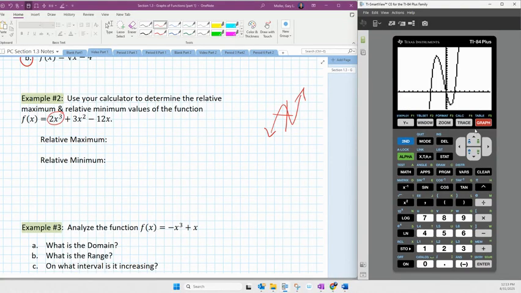Okay. All right. So I can tell that this graph is increasing from negative infinity all the way up until whatever the x value that leads to this high point. And then I can tell that I'm decreasing from this high point to this low point, right? So those x's. And it looks like I'm increasing everywhere else.